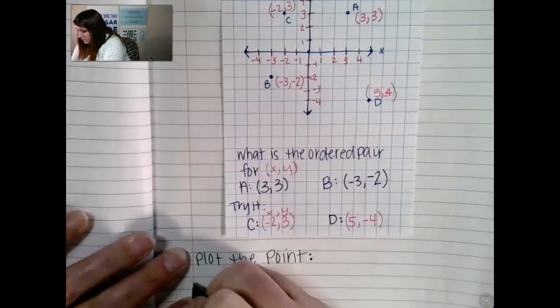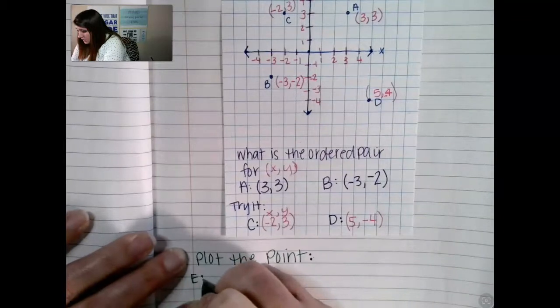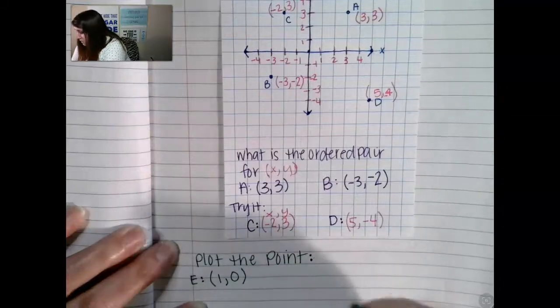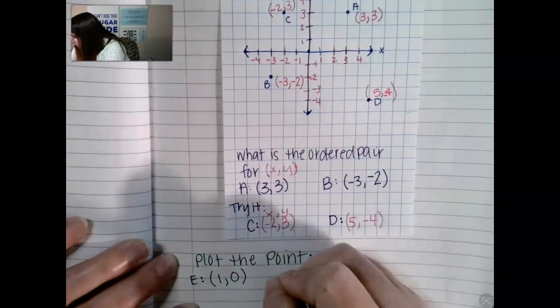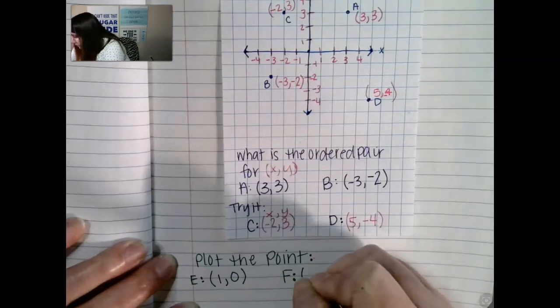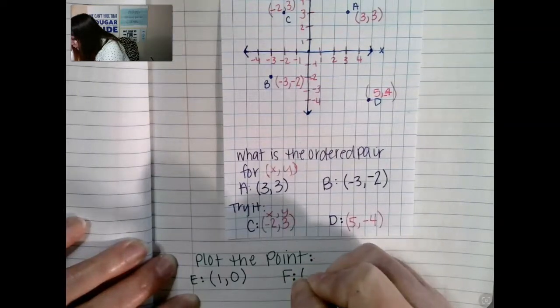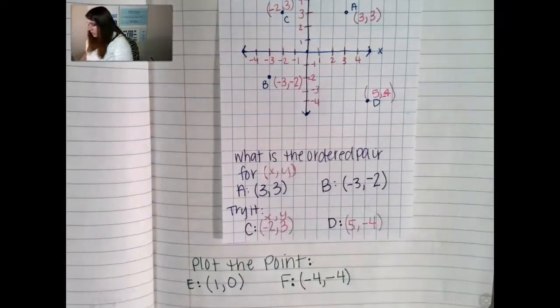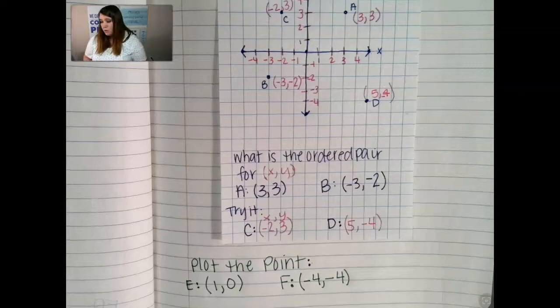and then let's start with E because I did D there. So let's go with E. We're gonna plot the point 1, 0. And then I'm gonna plot the point F, and F is going to be -4, -4. Okay, so we're gonna plot both of those right now.